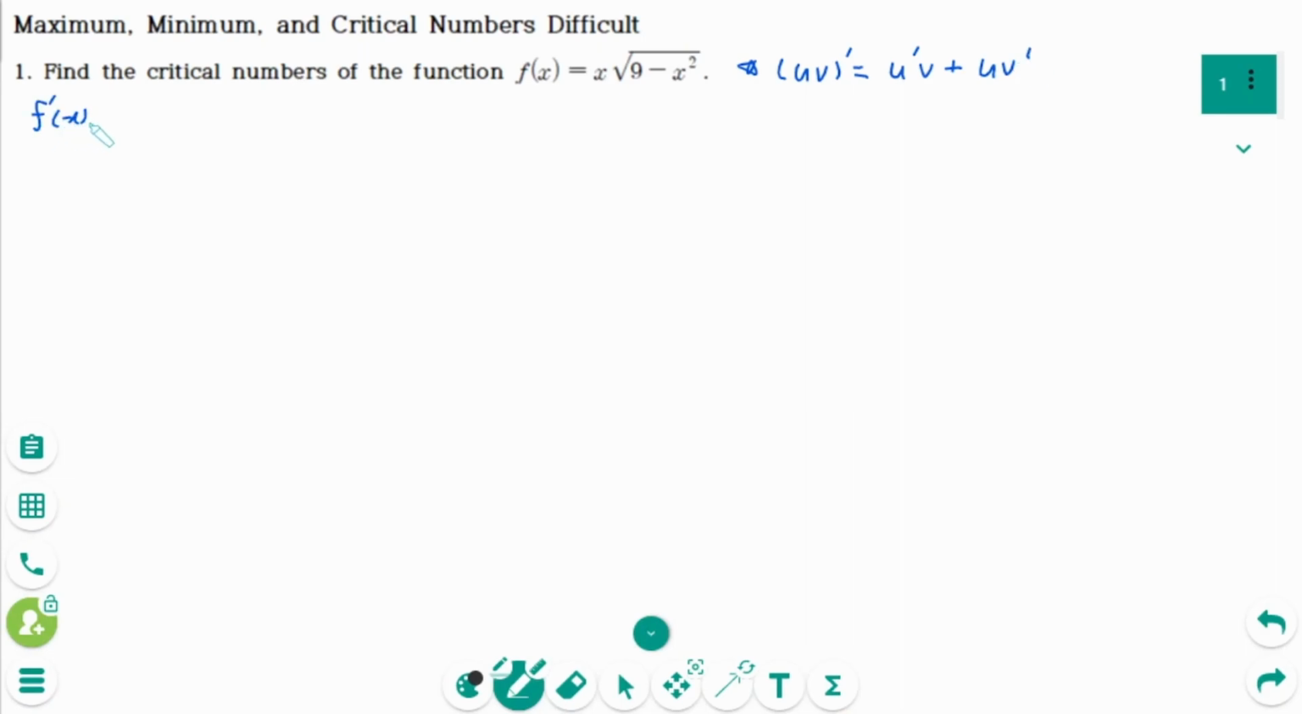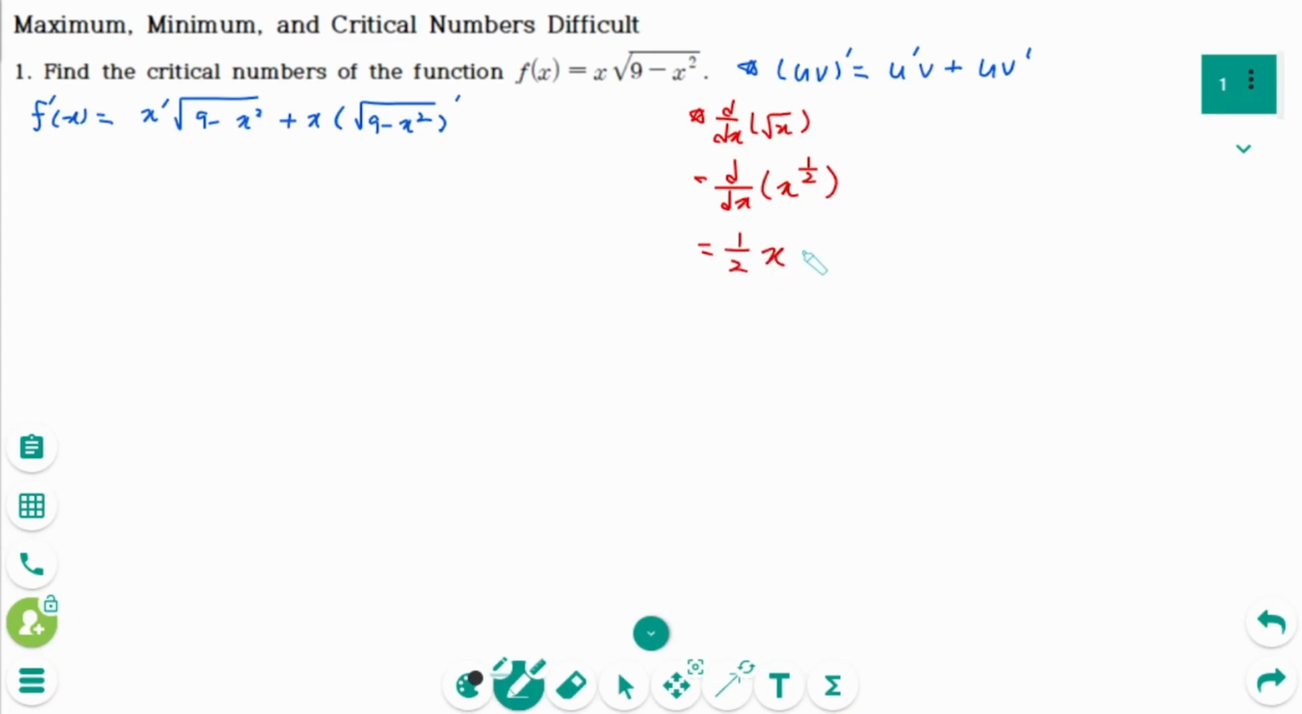f'(x) equals x' times the square root of 9 minus x squared, plus x times the derivative of the square root of 9 minus x squared. d/dx of the square root of x equals d/dx of x to the power of 1/2. Using the power rule, 1/2 times x to the power of 1/2 minus 1 is 1/2 times x to the power of minus 1/2. Then we can rewrite as 1 over 2 square root of x.